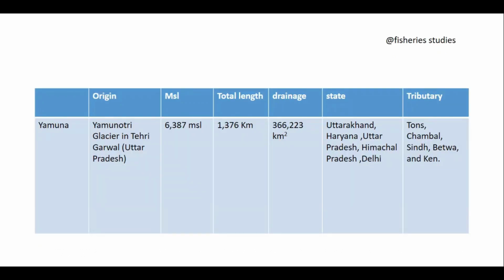Yamuna. Yamuna's origin is Yamunotri in Tehri Garhwal. Yamuna's major tributaries are Tons, Chambal, Betwa and Ken. Tons is the largest tributary of Yamuna. Yamuna and Ganga join at Allahabad.